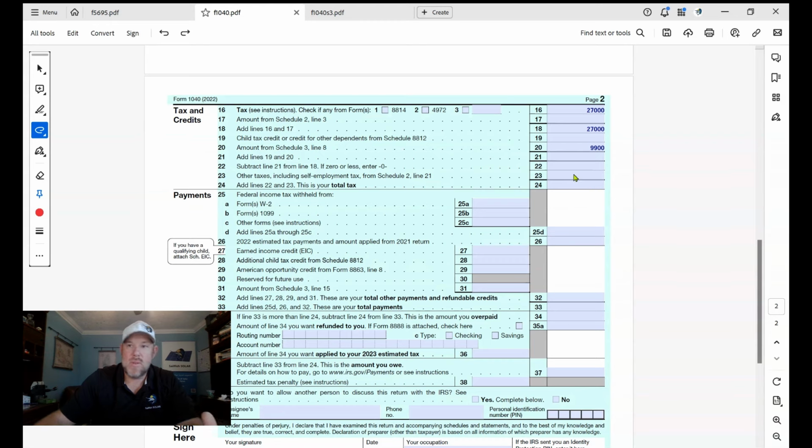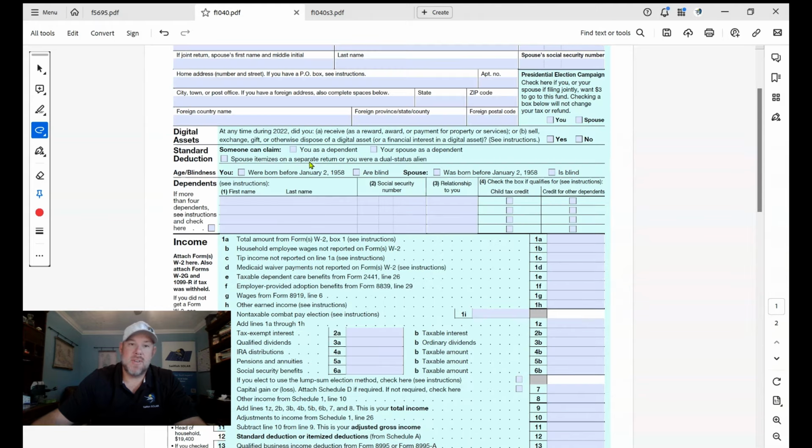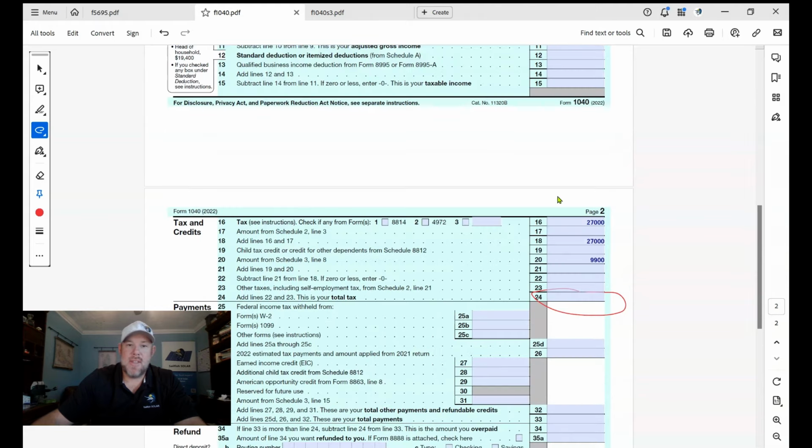All things being equal, if you had no other credits to take whatsoever, then we would take the 27,000 minus the 9,900, and we would fill in this spot right here, which is the total tax that you owe. So 27,000 minus 9,900 is 17,100. Your tax liability goes from 27,000 down to 17,100 because of that $9,900 tax credit. So in a nutshell, that's how this is going to work.